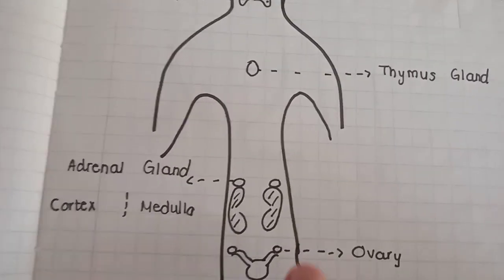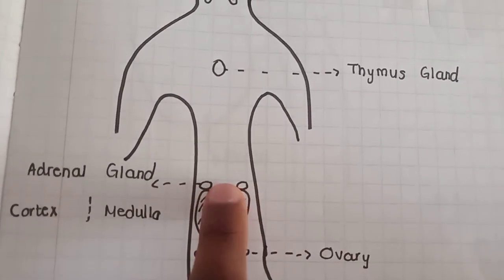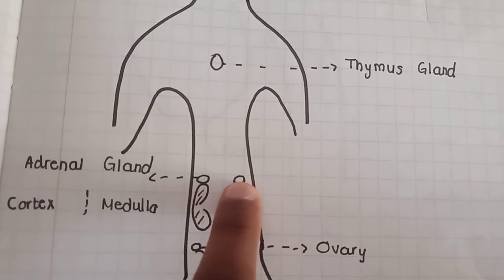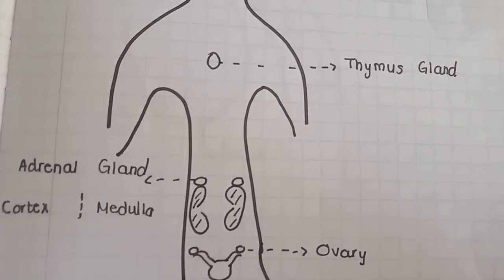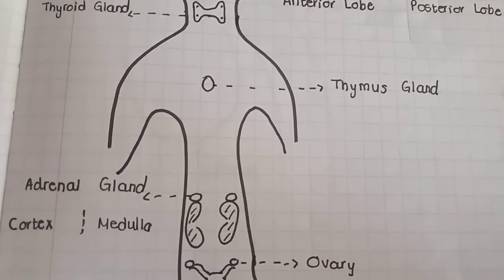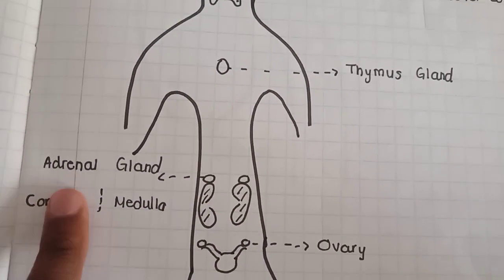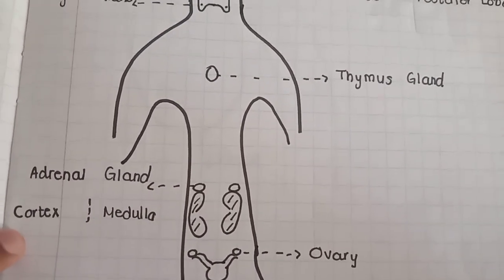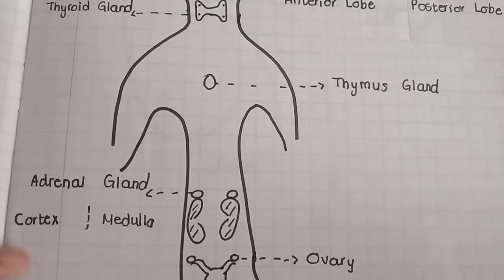Now going down, we have the two kidneys over here, the left kidney and the right kidney. So right above the two kidneys, we have something called the adrenal glands. Now the adrenal glands are broken up into two parts. There's the cortex, which is the outer gland, and the medulla, which is the inner gland. Now the adrenal gland produces two hormones in the body. In the outer gland, or the cortex, the adrenal gland will produce a hormone called aldosterone.